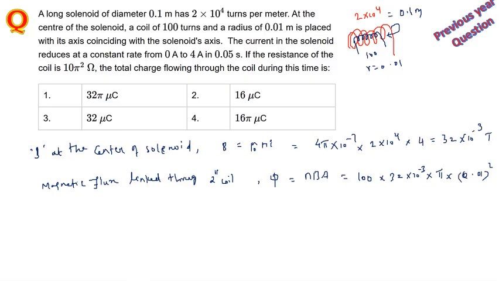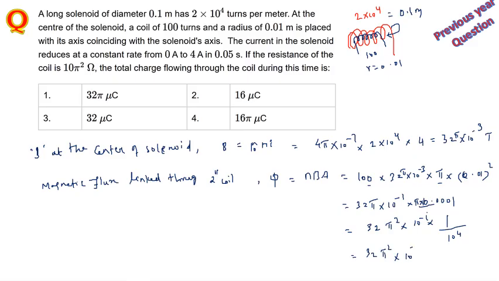Now you just simplify this equation. This is 100, so this will be cancelled, so 32 pi into 10 power minus 1 is there, and this one 0.01 square means 0.0001, so 0.1 divided by 1000. From this, what you have here is 32 pi, and one more pi is there, so 32 pi square into 10 power minus 1 into 1 divided by 10 to the power 4, so what you have here is 32 pi square into 10 to the power of minus 5. So what we got here is phi, that is linked to the secondary coil.